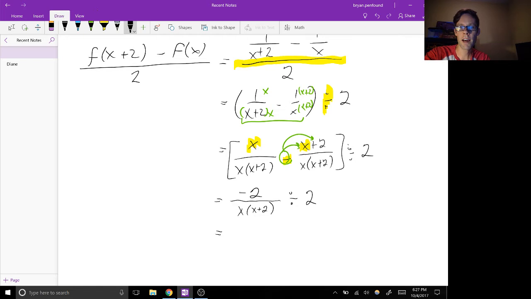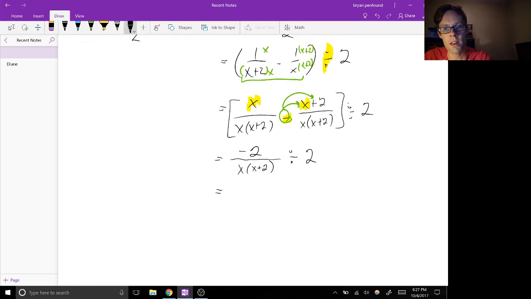Remember that dividing by 2 is really the same thing as multiplying by 1/2. So I'm thinking about this fraction up here as 2 over 1, and then I'm going to flip that fraction, multiply by the reciprocal, and we're going to end up dividing out these 2's. So our final simplified answer should be negative 1 over x times x plus 2.